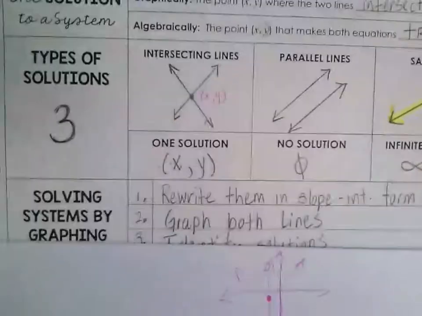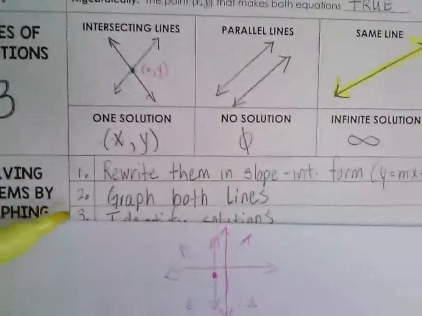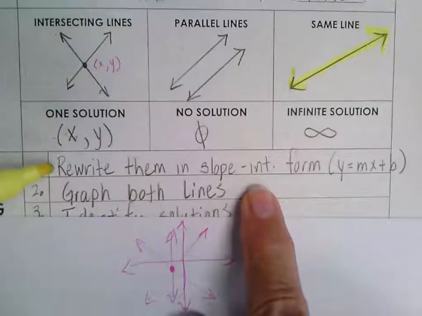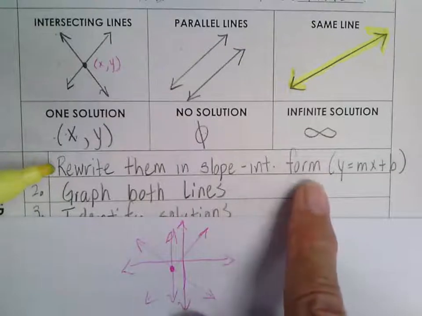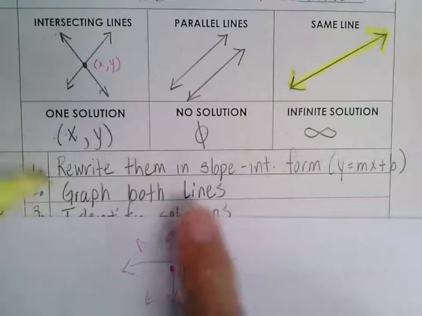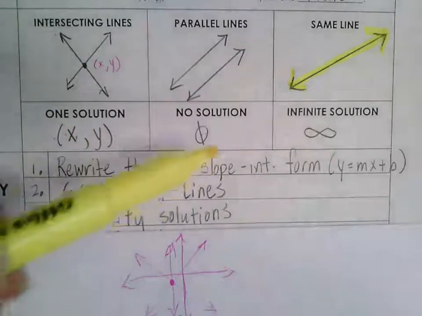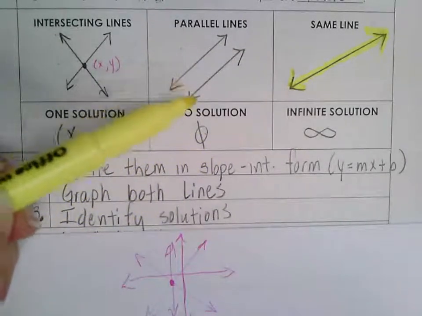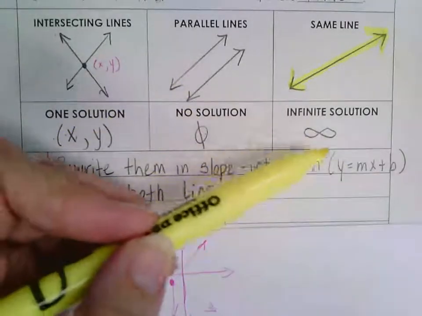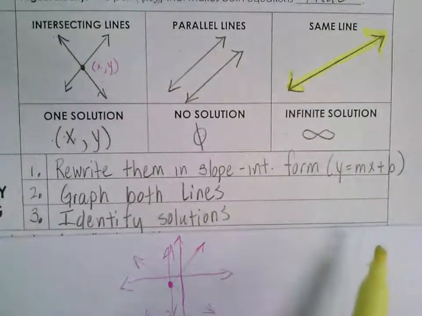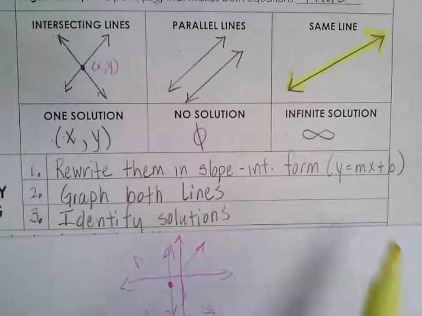So how do we solve systems of equations by graphing? Well, if they're not in slope-intercept form, we rewrite the equations in slope-intercept form, and then we graph both lines, and then we identify which solution we have. Do we have an XY coordinate pair? Is there no solution because the lines are parallel? Or is there an infinite number of solutions because actually the two equations, when written in slope-intercept form, are the exact same equation?